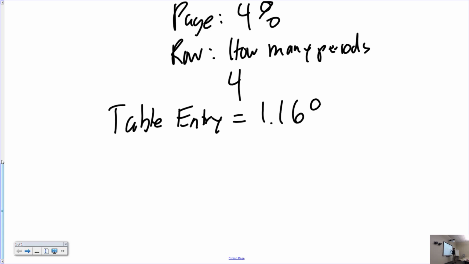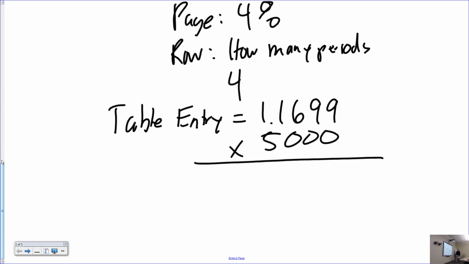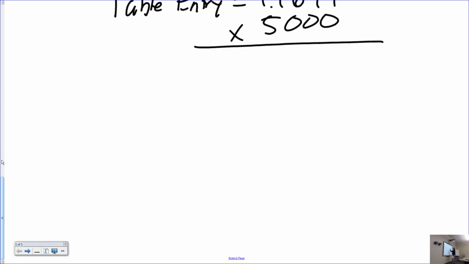1.1699. That's our table entry based on the formula. What do I do to figure out how much I will have in the future? Multiply by P. P is however much you're investing. 5,000. What's 1.1699 times 5,000? $5,849.50.